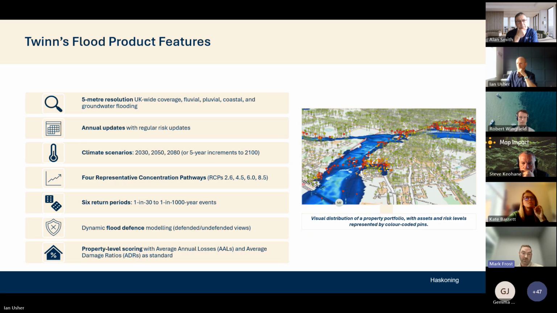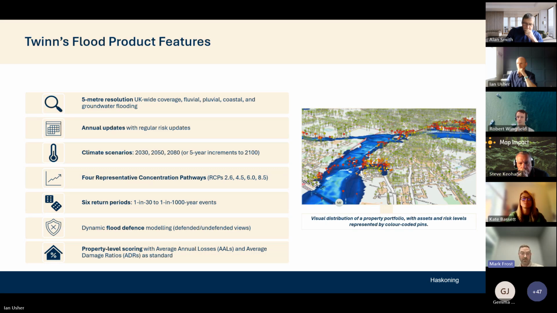It takes into account different climate scenarios, so it's got 2020, 2030, 2050, 2080. We can also do 5-yearly increments as well. A couple of clients have requested that. We cover the key RCP scenarios, so 2.6, 4.5, 6, 8.5, and 6 return periods.